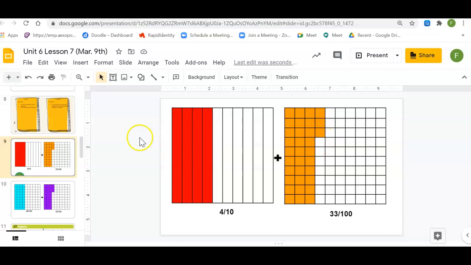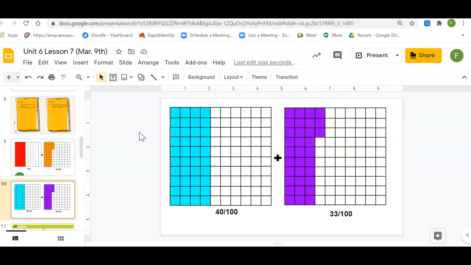So that would be 73. Now, let's go to our next slide. This is 40 hundredths and 33 hundredths. So 40 hundredths and 33 hundredths. The only thing I did was take the tenths grid and partition it into a hundredths grid. We can do that because it can be equivalent.